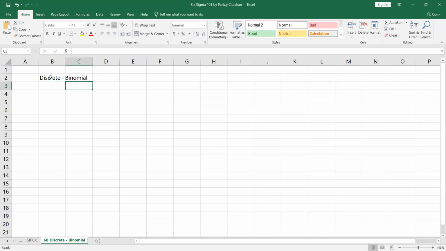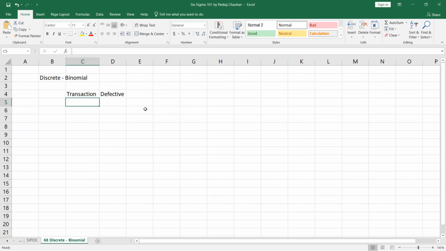What we need here first is the production, the total transactions that you have done. And out of these, how many transactions were defective? Based on that, we'll calculate the proportion of defectives, and that proportion of defectives we convert into the process capability. That's the way we do the binomial capability.